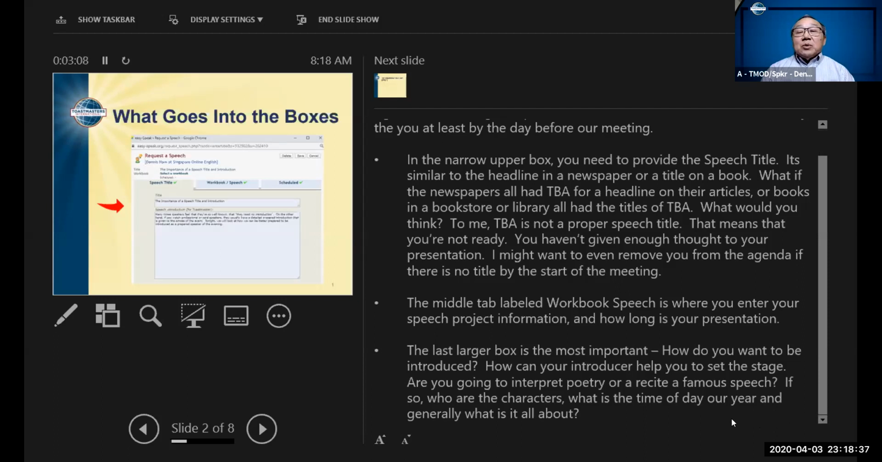Are you going to be interpreting poetry or reciting a famous speech? If so, who are the characters? What is the time of day or year? And generally, what is it all about?